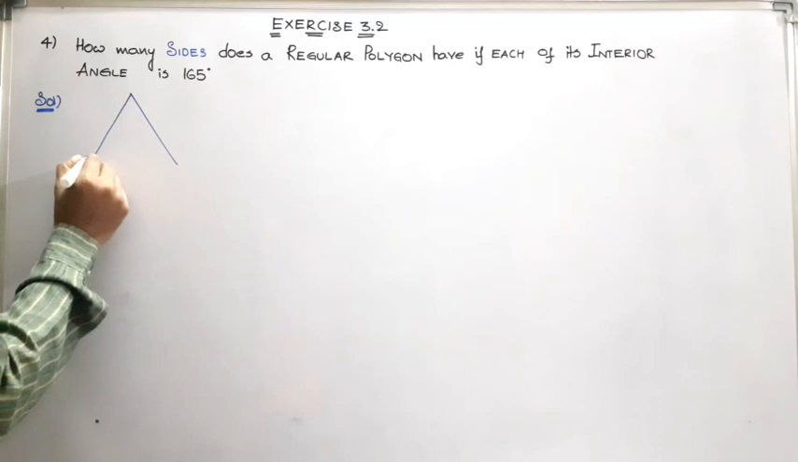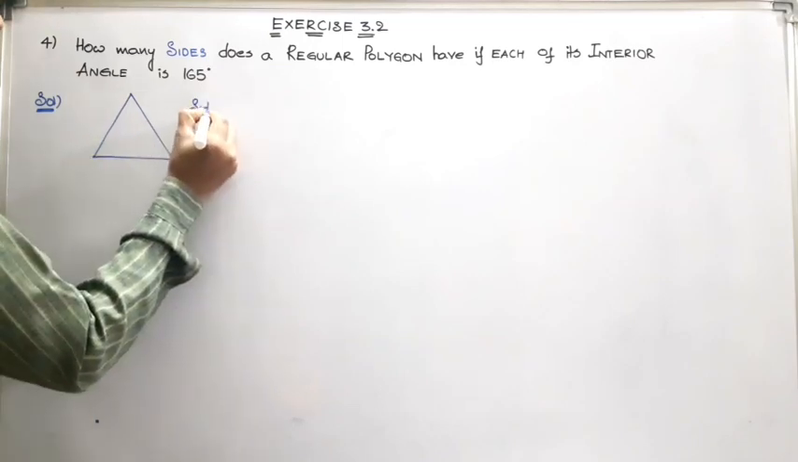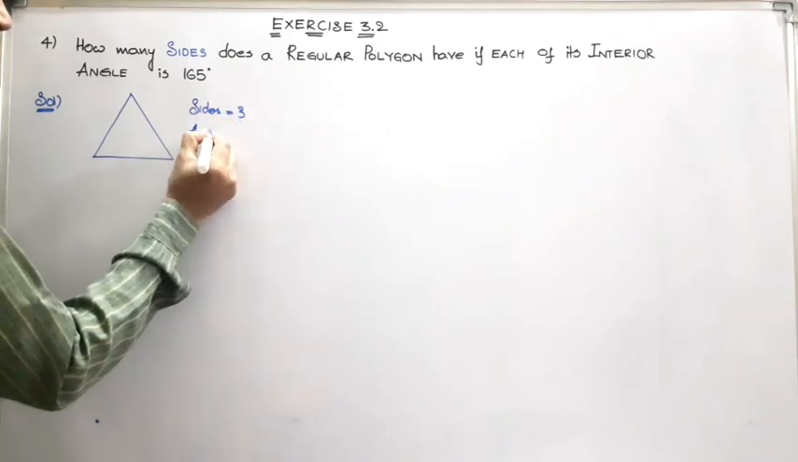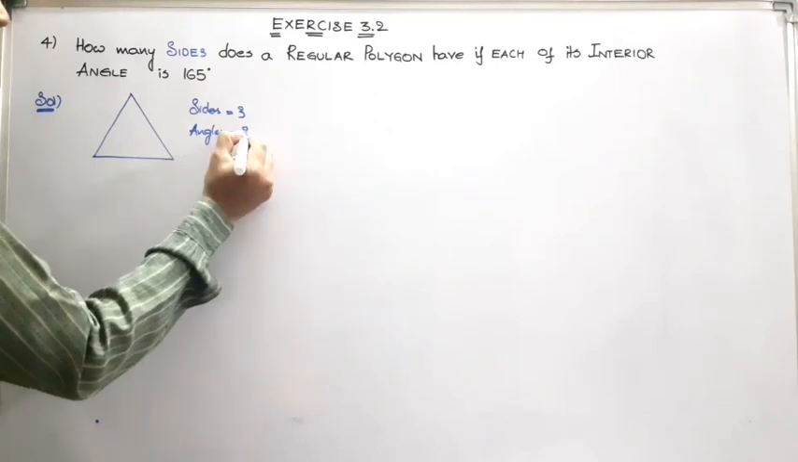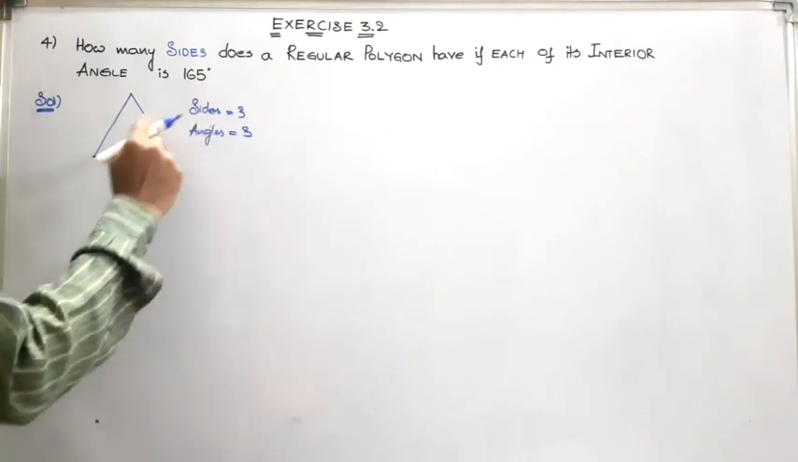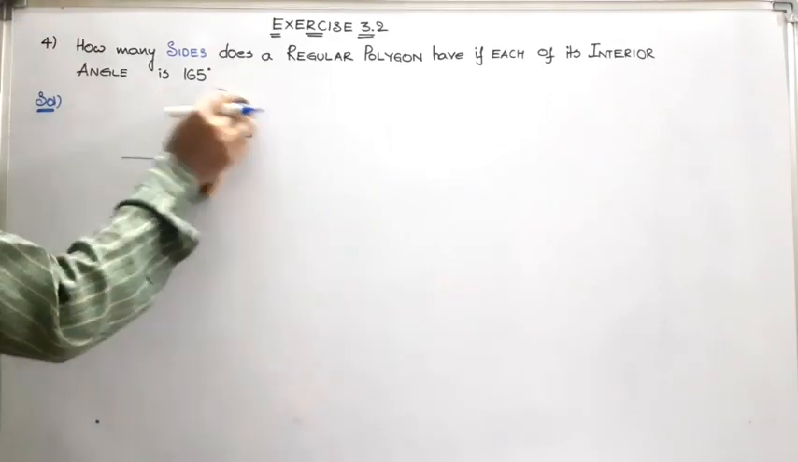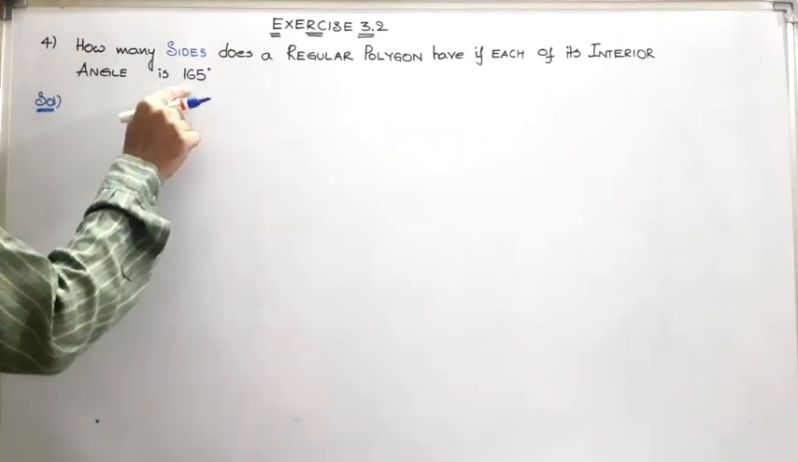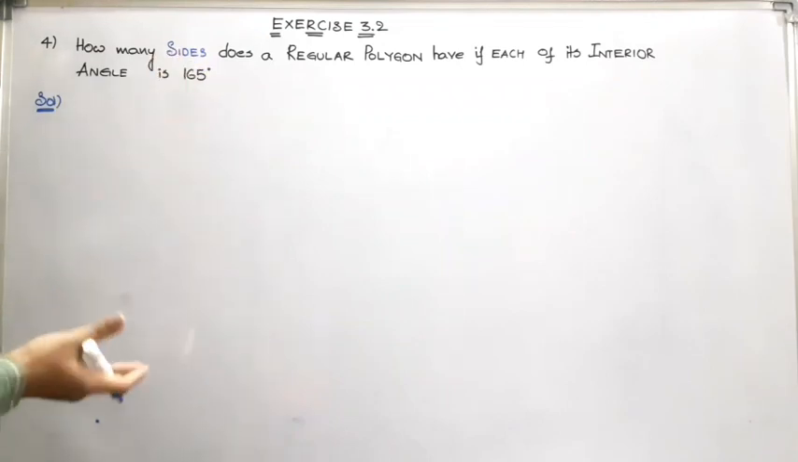If I give you a triangle like this, how many sides does it contain? 3. Then what is the number of angles? Angles is also 3. So if it is a 4-sided polygon, there are 4 angles. As they come in correlation with each other, there is an advantage of having the angle in order to get the side, or the side in order to get the angle. That is the beauty of this concept.